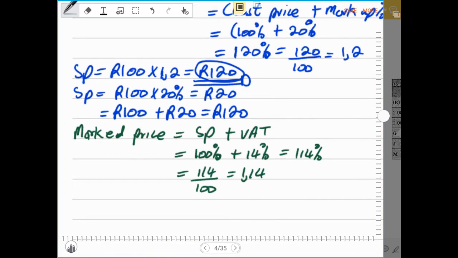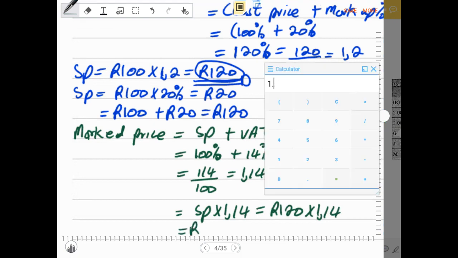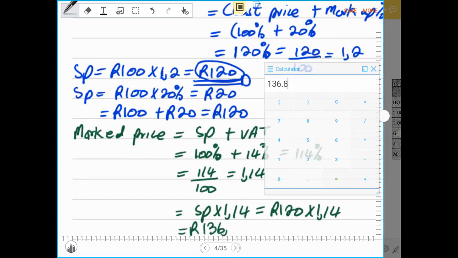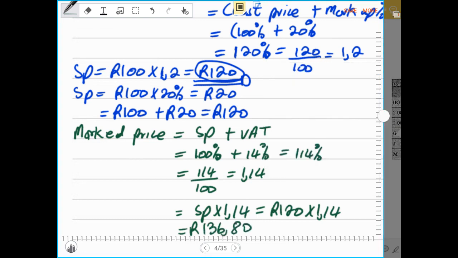That means if we want, we can straightly say that our marked up price is equal to selling price times that by 1.14. That will be our marked price. And we know that our selling price is equal to 120 rand, times that by 1.14, and that will give us the marked up price as an amount of 1.14 times that by 120, and this will give us 136 rand 80 cents. So now this is our marked up price.